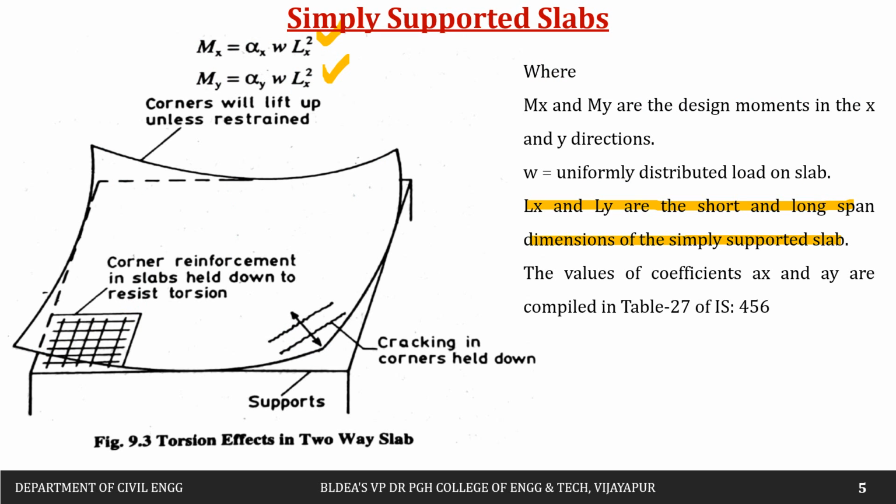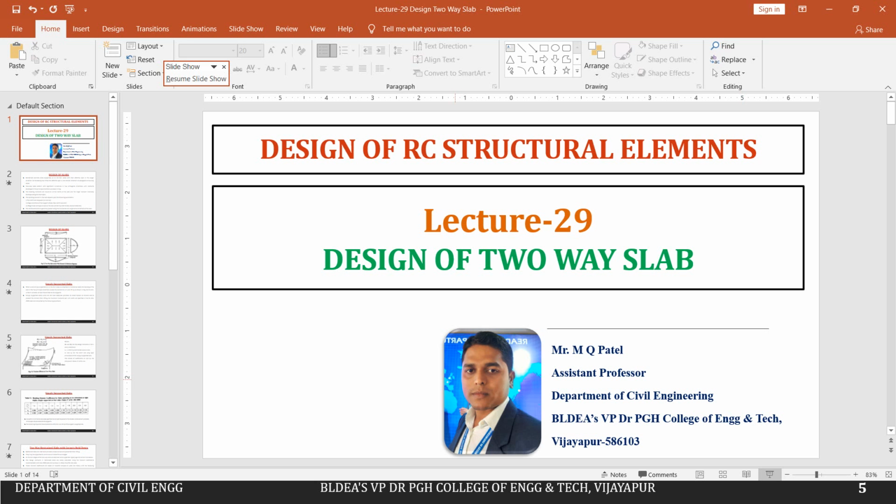Then next is alpha x and alpha y. These are nothing but the values of the coefficients. So this is not ax, this is alpha x, this is alpha y. Alpha x and alpha y are given in Table 27 of IS 456 2000.